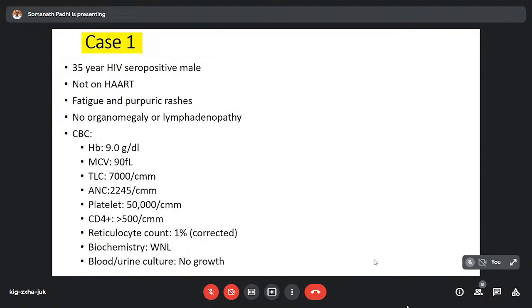MCV was 90 femtoliters, TLC 7,000, ANC 2,245, platelets 50,000 per cubic millimeter, CD4 T cell count was more than 500, and corrected reticulocyte count was 1%. There were no biochemical abnormalities of B12 or ferritin. Everything was within normal limits, and blood and urine cultures showed no growth. So basically this patient had a bicytopenia at presentation, and was HIV seropositive. So what is the cause? That's why the patient was subjected to a bone marrow examination.